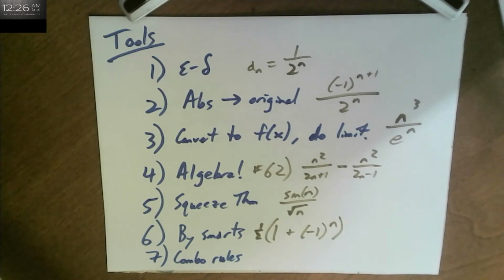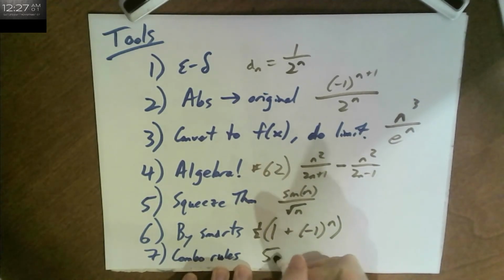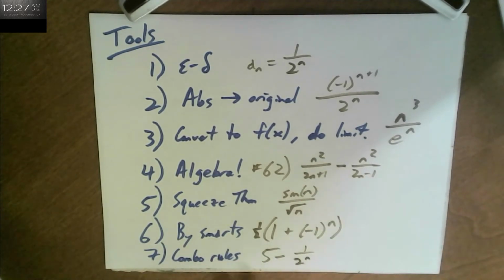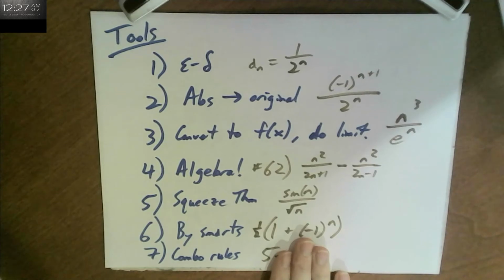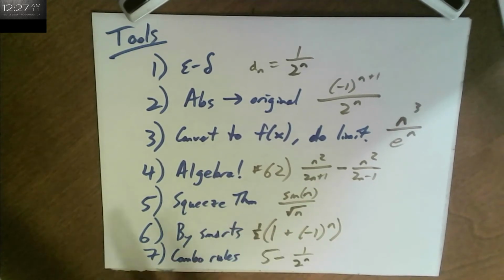And then for combo rules, stuff like, for example, what would be a good example? 5 minus 1 over 2 to the n. I'd like to do this by talking about just 5 and talking about just 1 over 2 to the n, and then subtract those two separate limits, right? Something like that would be used.